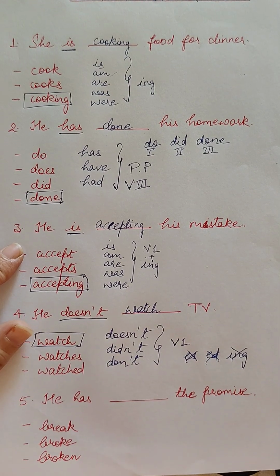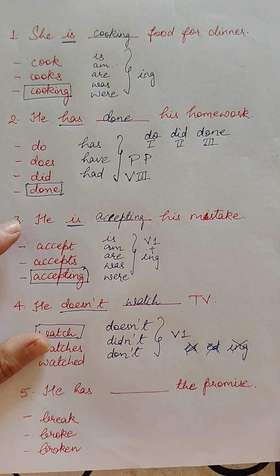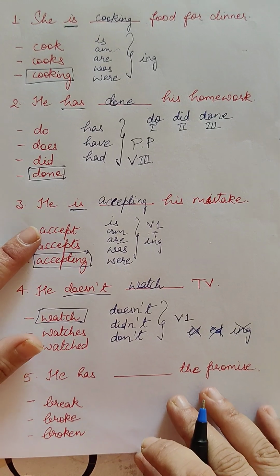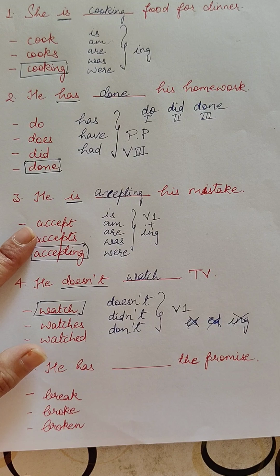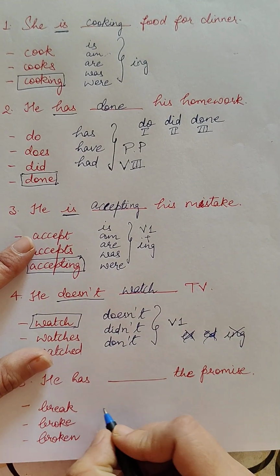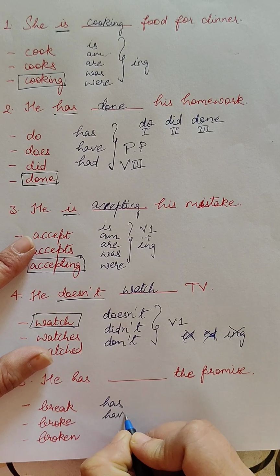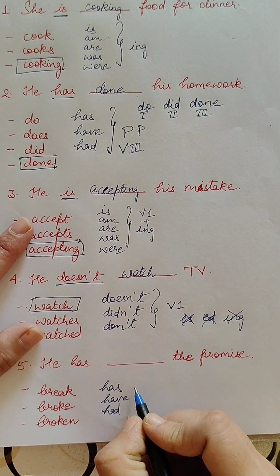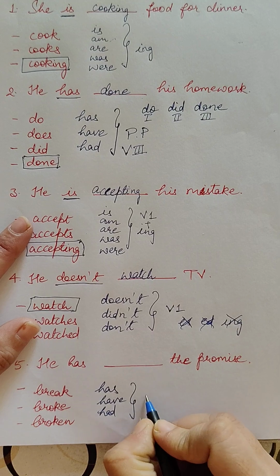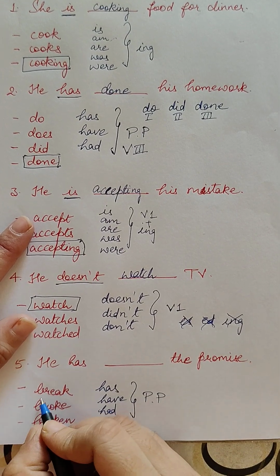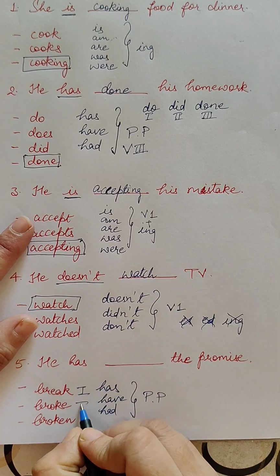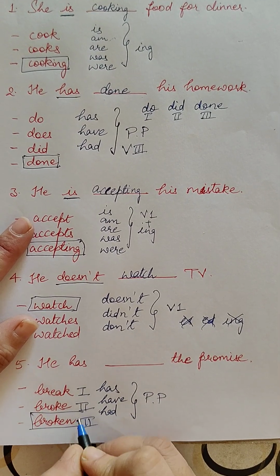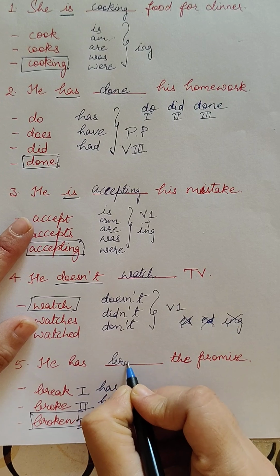Now next is he has blank the promise. Blank, before that what is given? It is has. Has, have, had. What does it take? It takes past participle, and break is the first form, broke is second form, and broken is third. So we are going to fill the third form of our verb, broken.